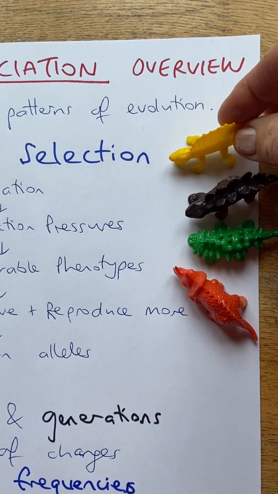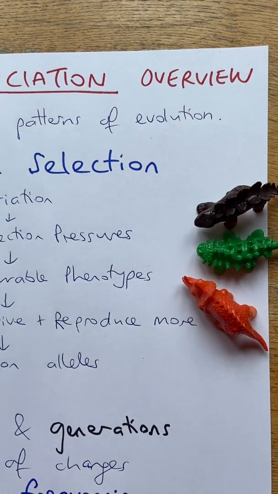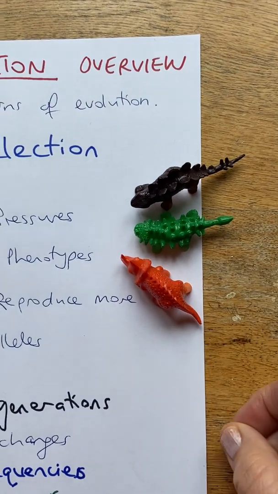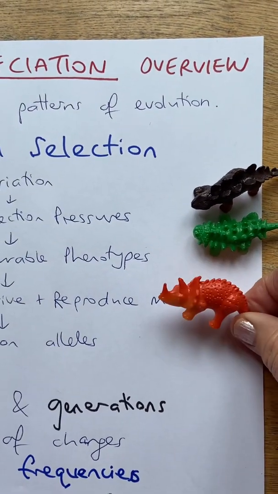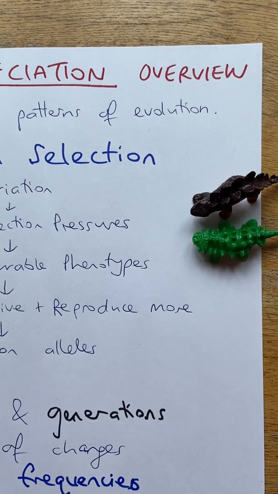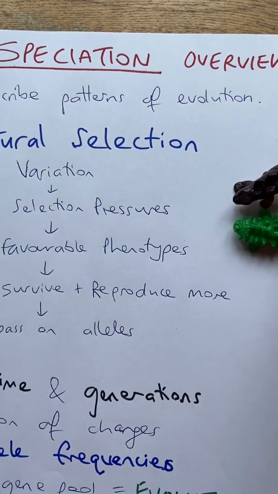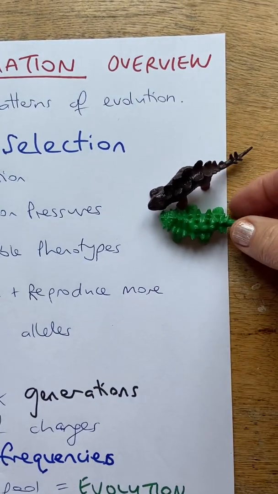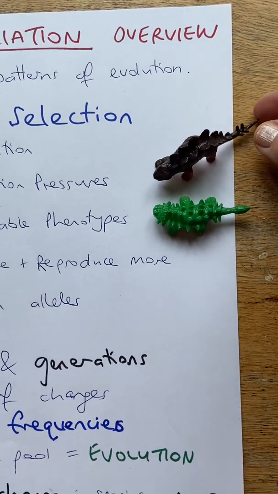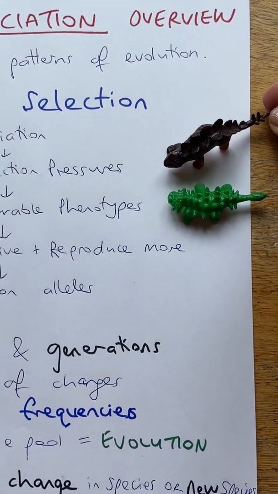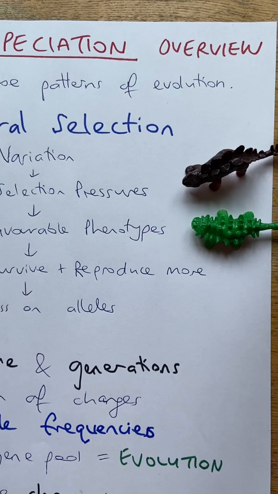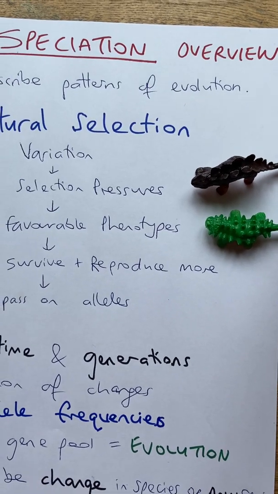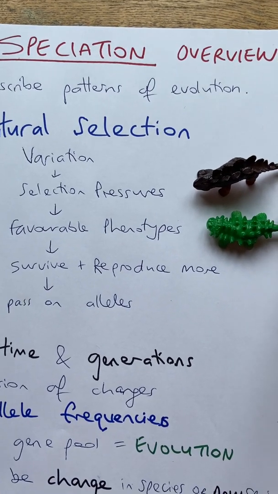It gets eaten more, noticed more by other predators, so that's not going to go on and survive and have as many babies. We'll say the orange one's quite brightly coloured and also obvious to predators. But we'll say that these two are more camouflaged colours and so have an advantage. So the selection pressure might be predators seeing them. Favourable phenotypes are ones with more camouflaged colours, less easy to see.